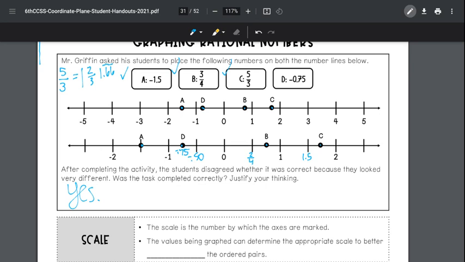The different scales on the number lines are what make it appear to be plotted in different locations. You can see that in the top number line, we're just counting by ones. But on the second number line, you can see we're counting by halves. So it's a little bit more zoomed in, more precise. It's easier to see where they are. Okay, so was it completed correctly? Yes. They have different scales.